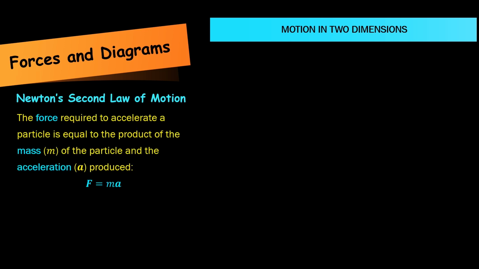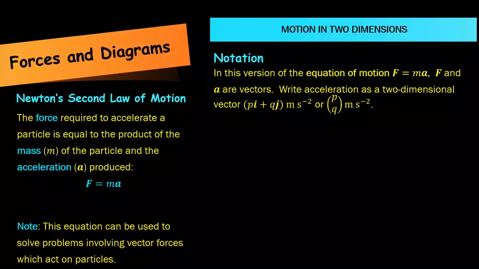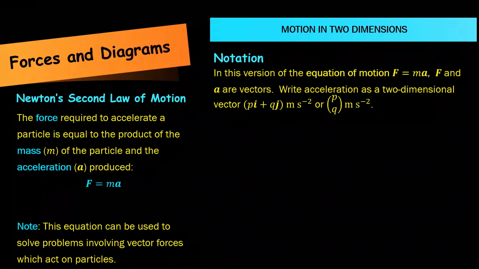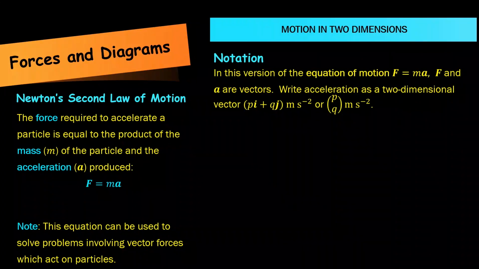Newton's second law of motion. The force required to accelerate a particle is equal to the product of the mass of the particle and the acceleration produced. In other words, F equals ma. Note that this equation can be used to solve problems involving vector forces which act on particles. In this version of the equation of motion, F equals ma, F and a are vectors. Write acceleration as a two-dimensional vector, pi plus qj meters per second squared, as shown here, or (p, q) meters per second squared, as shown here.